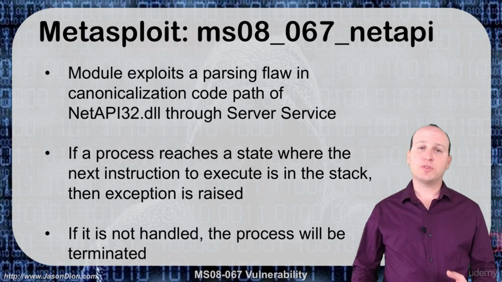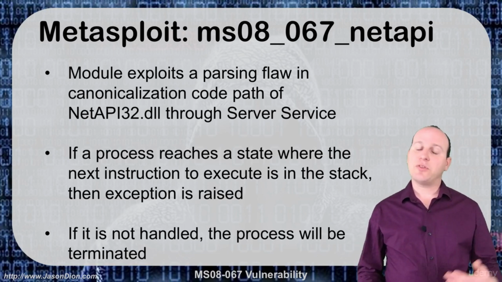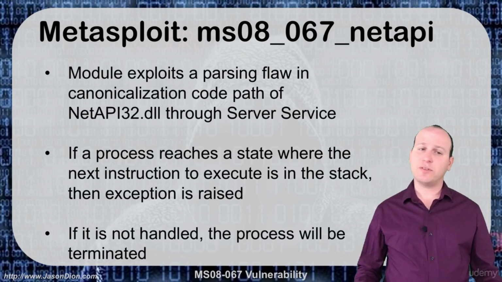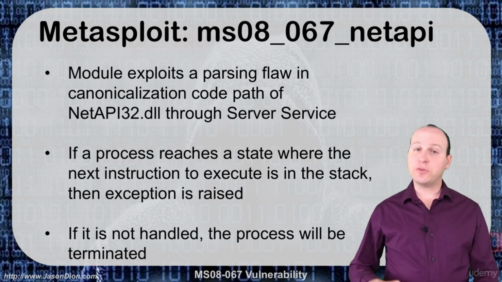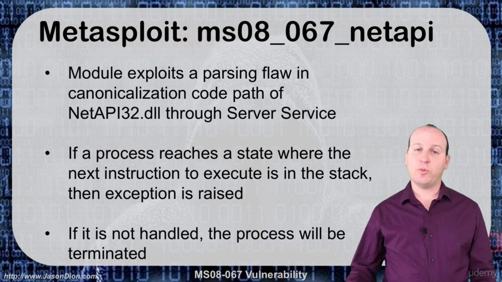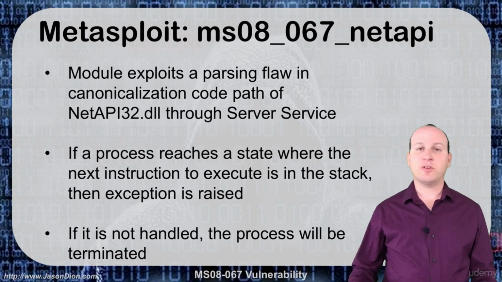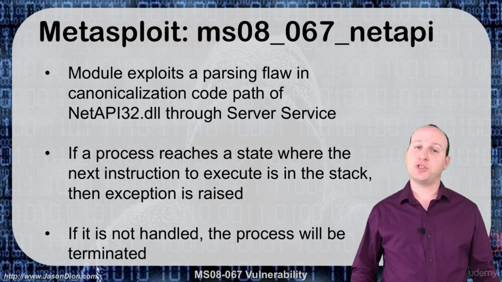What this module is going to do is exploit a parsing flaw in the canonicalization code path of the netapi32.dll through the server service. If the process reaches a state where the next instruction to execute is in the stack, the exception is raised. If it's not handled properly, then the process is going to be terminated. So the developers of the exploit have taken the vulnerability, reverse engineered it, so we now have an exploit that works. And when the flaw is triggered, instead of terminating, it's going to run the payload that we desire, which in our case is going to be a reverse shell.